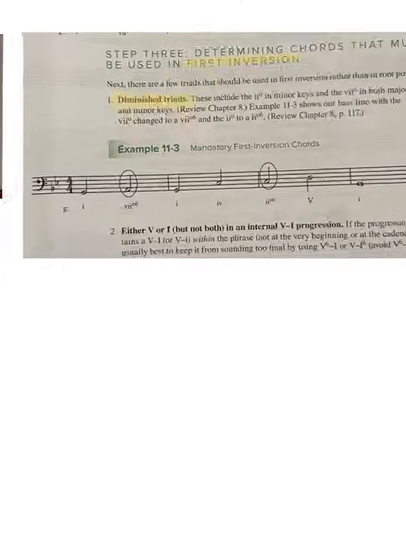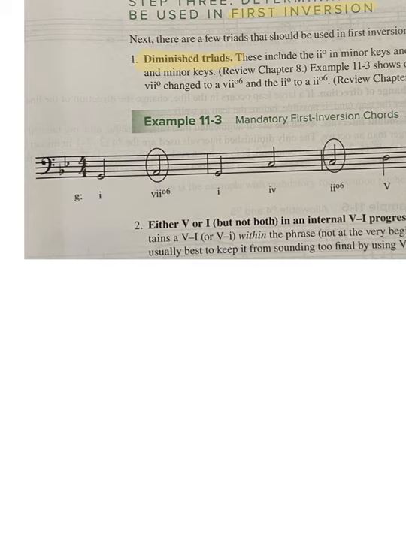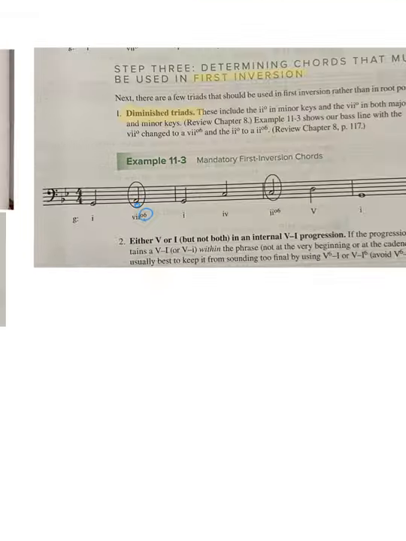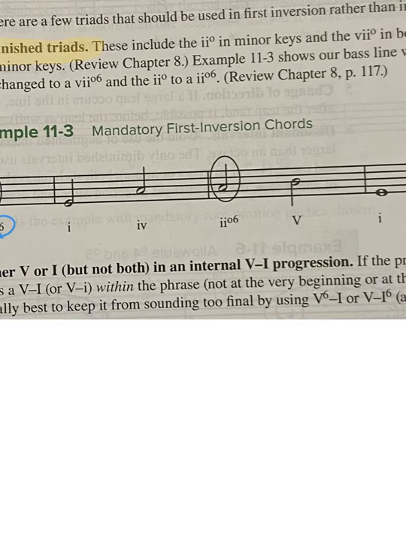So what they've done here, this used to be an F, but they moved it to an A to put it in first inversion. And then over here, this 2, okay, that used to be an A, but they moved it to first inversion. So that's what they mean by diminished triads.